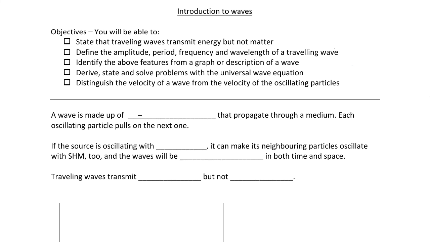This lesson is an introduction to waves. A wave is made up of oscillations that propagate through a medium. Remember that oscillations are back and forth movements. And each oscillating particle, because it's connected to the next one in line, is going to pull on the next one.